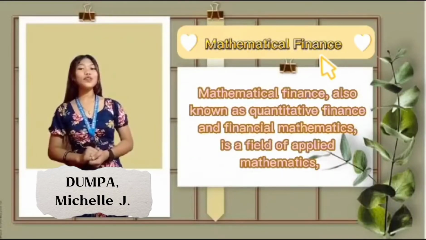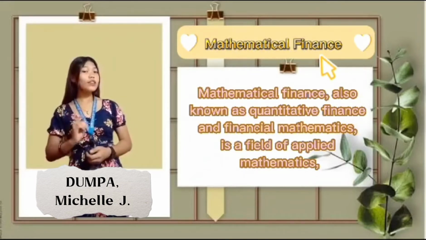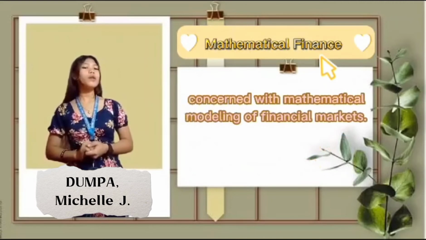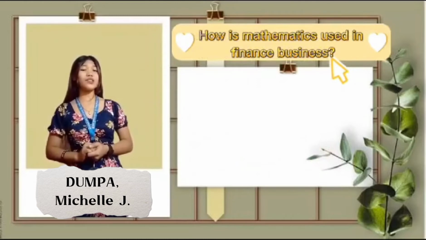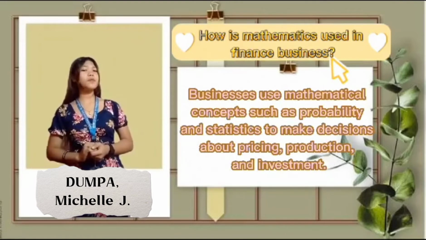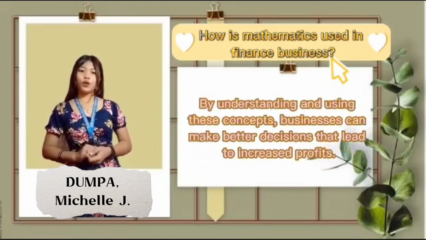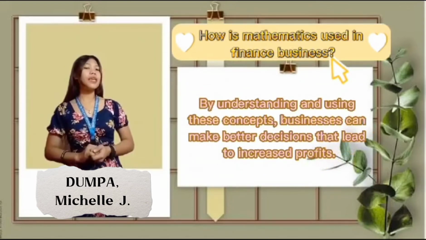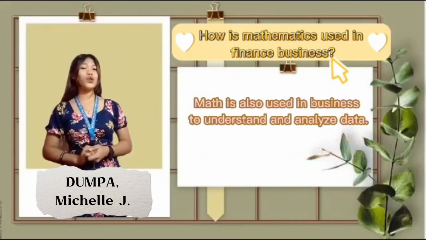Now let us talk about mathematical finance. Mathematical finance, also known as quantitative finance and financial mathematics, is a field of applied mathematics concerned with mathematical modeling of financial markets. So how is mathematics used in finance business? Businesses use mathematical concepts such as probability and statistics to make decisions about pricing, production, and investment. By understanding and using these concepts, businesses can make better decisions that lead to increased profits. Math is also used in business to understand and analyze data.